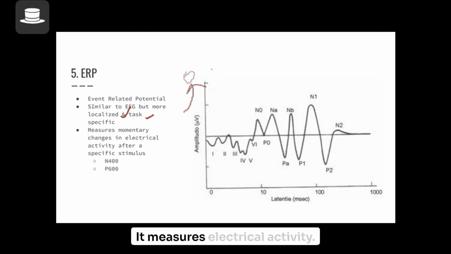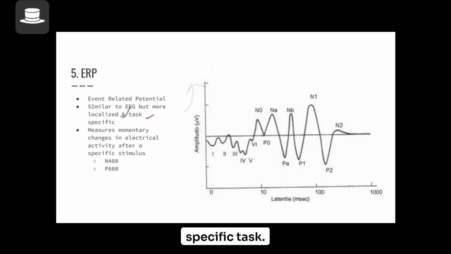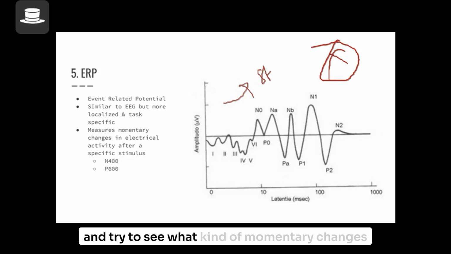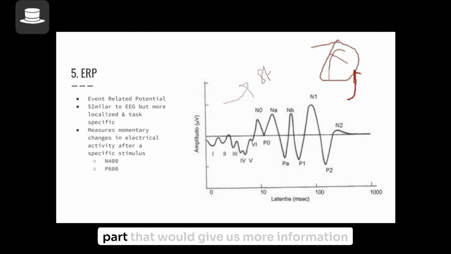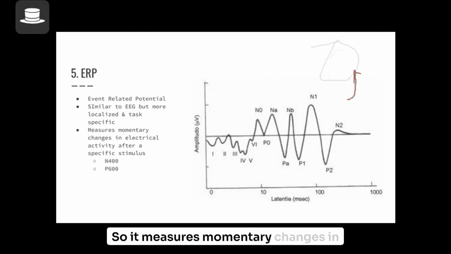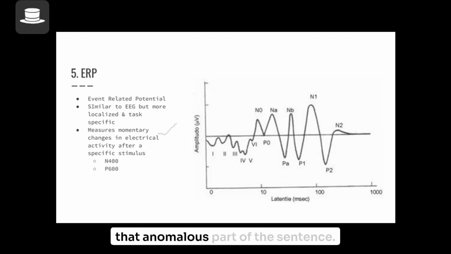What does it do? It measures electrical activity, but after a specific task. So an individual is presented with a stimulus, and we look at a specific part of the brain to see what kind of momentary changes happen in electrical activity, which would give us more information about the mental process involved. So it measures momentary changes in electrical activity after a specific stimulus is given. So if I give you a sentence to read, with some anomaly in the sentence, then we observe what happens when you read that anomalous part of the sentence.